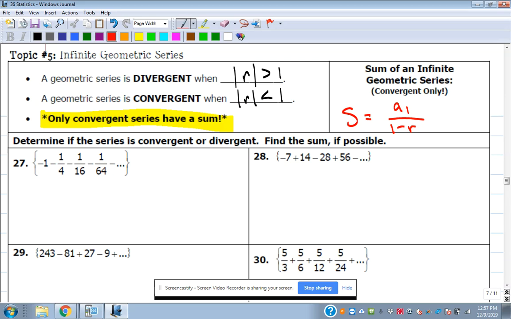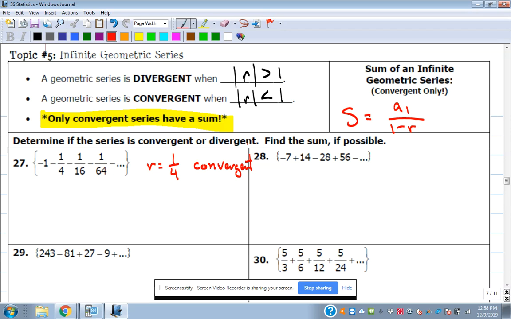-1, -1/4, -1/16, -1/64. Are they multiplying by the same thing each time, and what are they multiplying by? They're multiplying by 1/4. -1 times 1/4 is -1/4. -1/4 times 1/4 is -1/16, and so on. So there's our common ratio. The absolute value of that is 1/4, right? Is that less than 1 or greater than 1? So it's convergent, because the common ratio is less than 1.